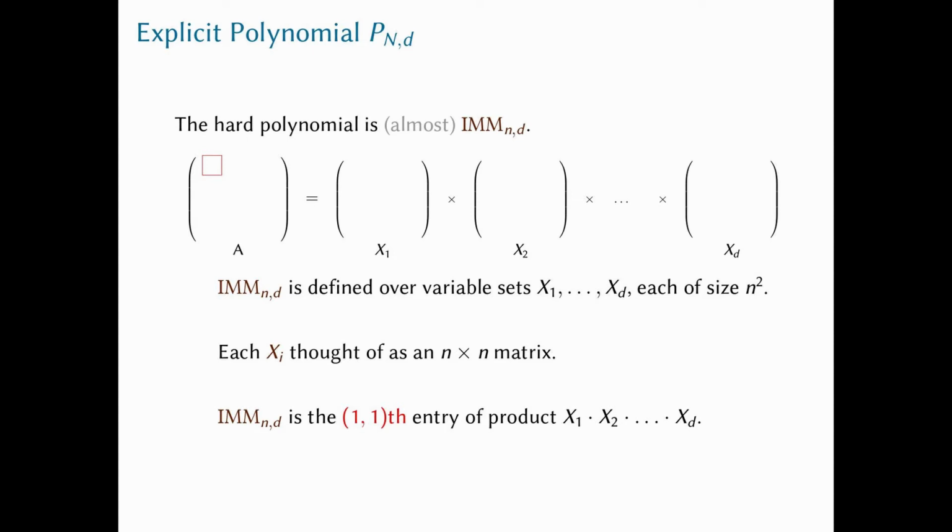In the first matrix x1, we put n square variables, so each matrix is of size n by n. In the second matrix, we take n square new fresh variables, and so on. So at the end, we'll get d times n square variables. We do the product of these matrices. We take the 1-1 entry of the product, and this will be our polynomial.